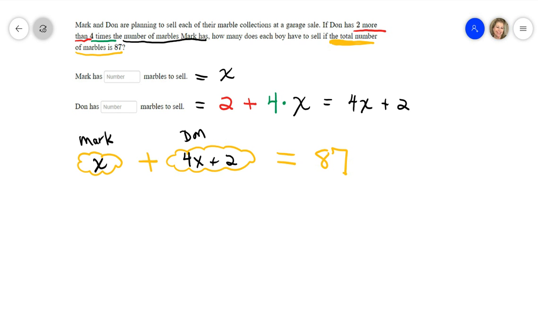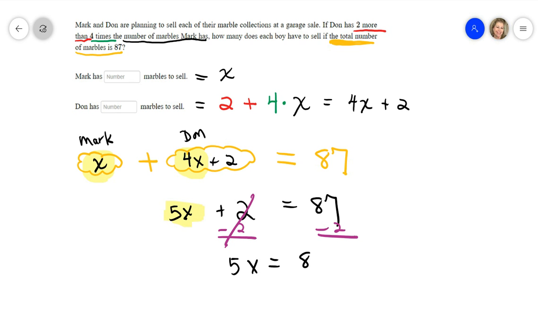But let's solve the problem, shall we? All right, we got X here and 4X there. Those are like terms, so I can combine those and get 5X. I still have the plus 2 equals 87. I am then going to subtract the 2 from both sides. That cancels out. I get 5x is equal to 85. And then I'm going to take my 5x and divide by 5 so that cancels out, but I have to divide by 5 over here too. 5 goes into 8 once with 35 left. 5 goes into 35 7 times. So 17. Mark has 17 marbles.